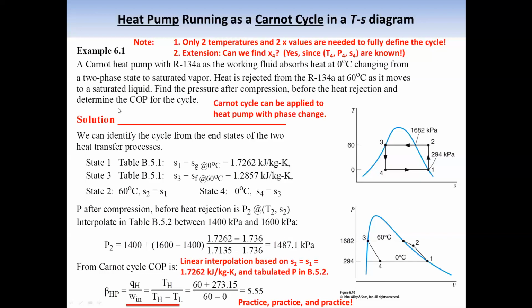And after we get this number, we can start answering the second question, determine the efficiency, the coefficient of performance of the cyclic process. It's defined as QH divided by W. Because it's a Carnot cycle, we can simply use the temperatures. Remember, this is what we discussed in the last chapter, and the number is reasonable, 5.55.